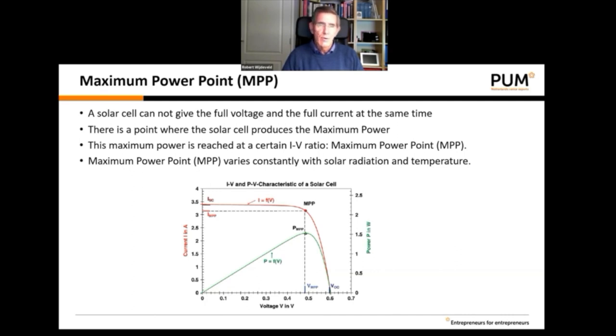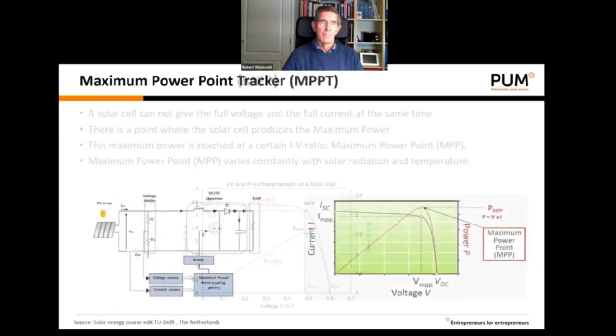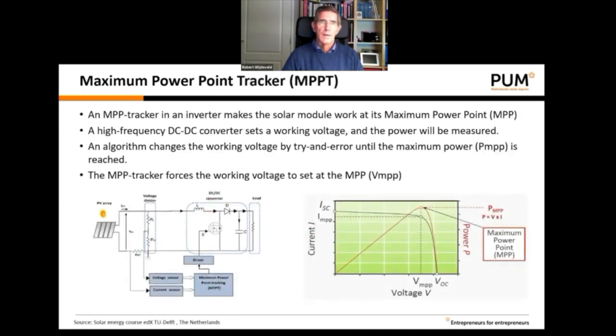But this maximum power point changes constantly. That depends on the radiation which strikes the solar panel and also on the temperature. So the maximum power point is constantly changing. How can we make the solar system work constantly at the maximum power point, to generate the most power all the time? There we have an MPP tracker.